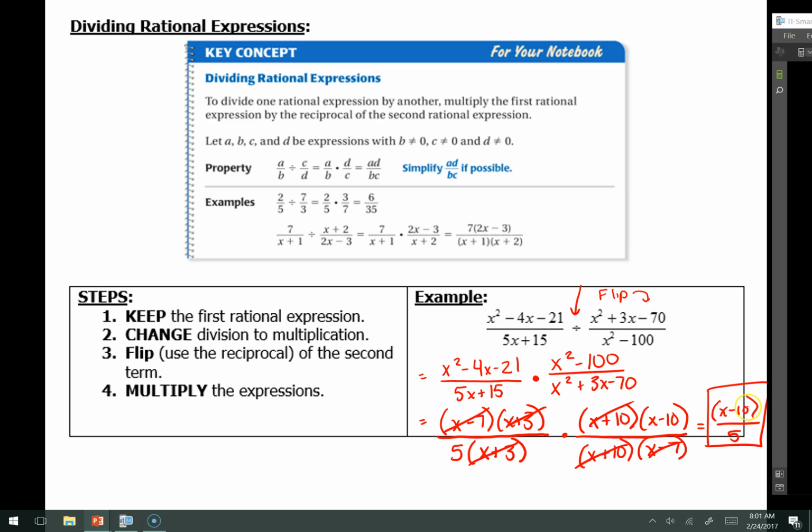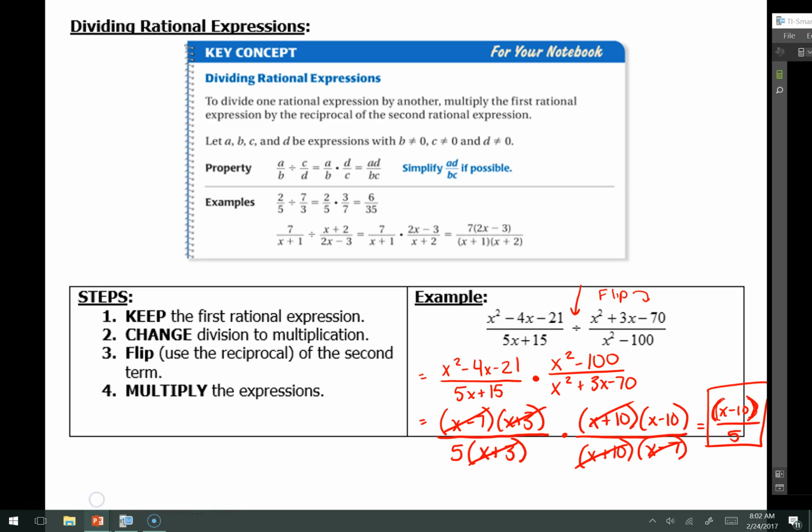Remember, you cannot divide this 5 and 10 because this x minus 10 has to be stuck all together. It's one term. So this 5 cannot be divided out with that 10 because it would leave this x, and he has to go when the minus 10 goes as well.